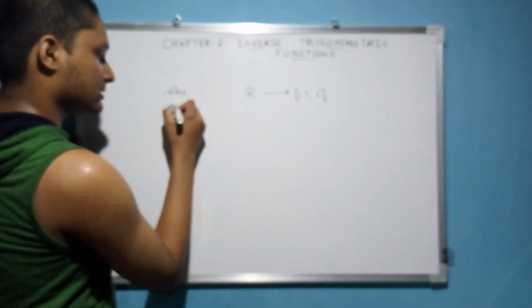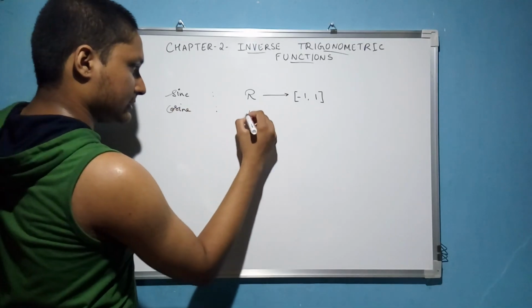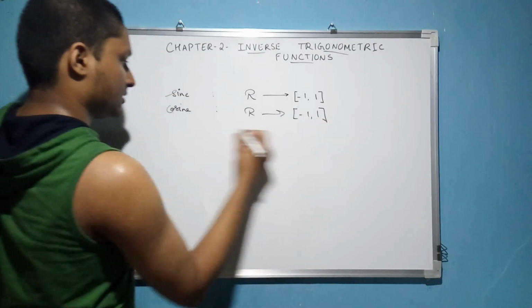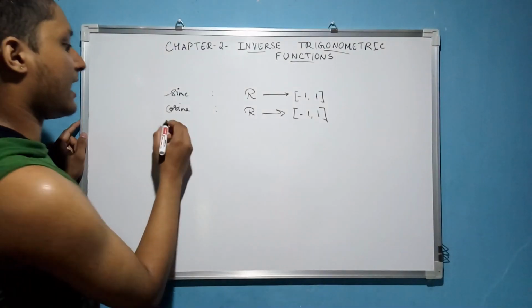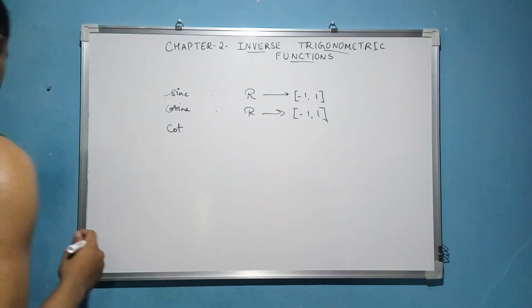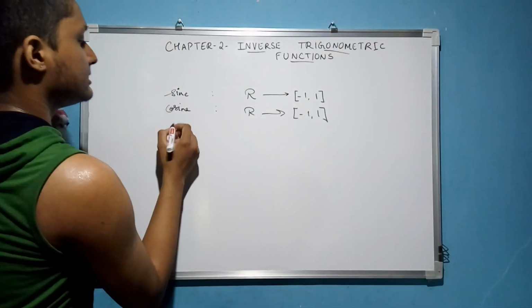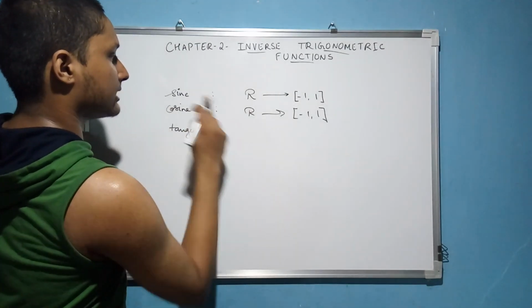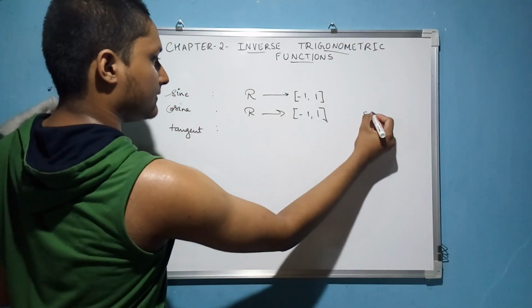Cosine is also the same. For cosine it comes to be R, and the range is -1 to 1. The next trigonometric function we have is tangent. Tangent is sine divided by cos.